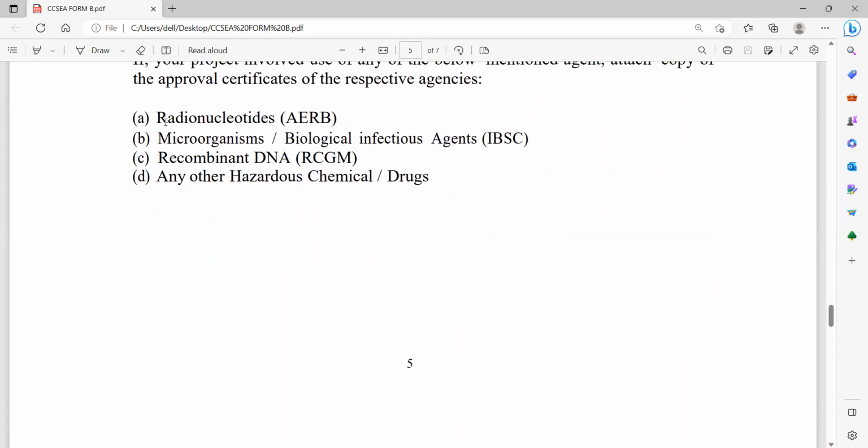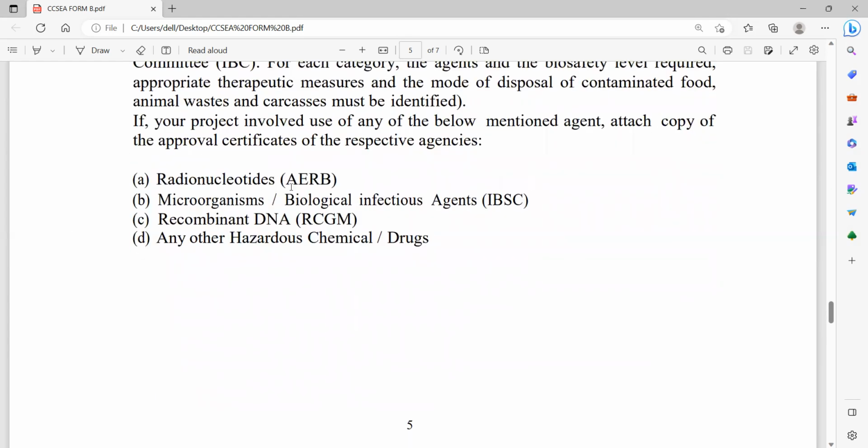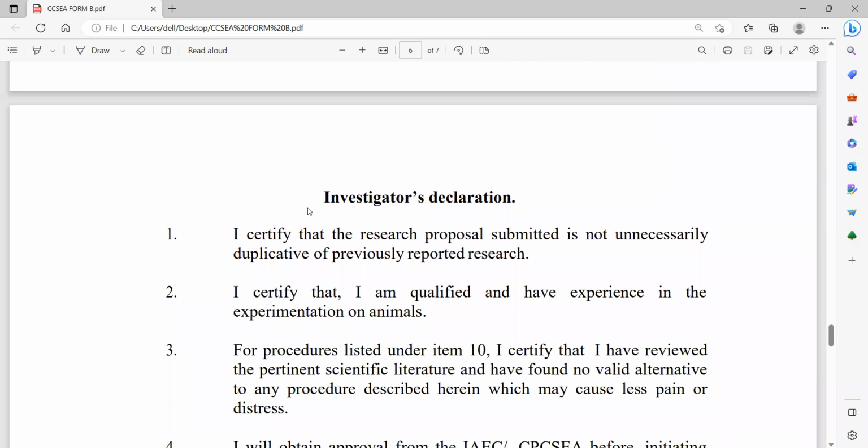Under that, radionucleotides are there, then microorganisms and biological infectious agents, then recombinant DNAs, then any other hazardous chemicals. Whichever chemicals or hazardous material you are using in your protocol, you have to explain in detail about that material. Then this is the investigator declaration.